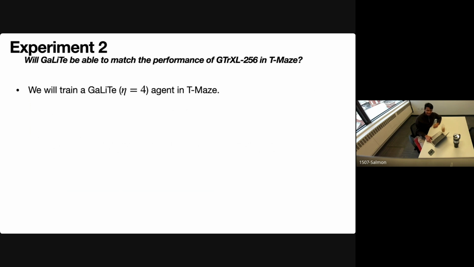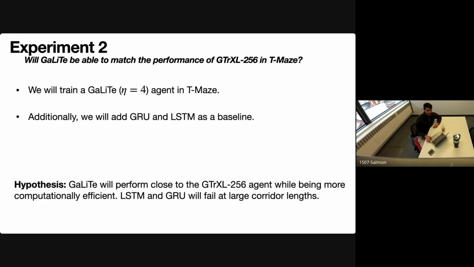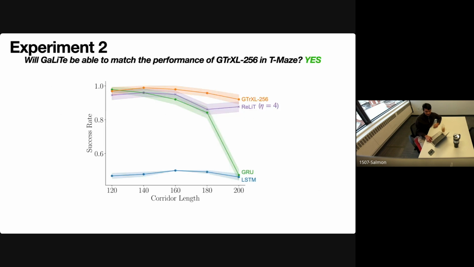So we'll train an AGaLiTe agent with eta equal to 4 in TMAs. Additionally, we'll also add some of the earlier architectures such as GRU and LSTM as a baseline. Our hypothesis is that AGaLiTe, despite not having the entire history of observations in its recurrent state, is going to match the performance of GTrXL while being less computationally expensive. And also, we are predicting that LSTM and GRU will fail at large corridor lengths. And this is in fact what we observed.